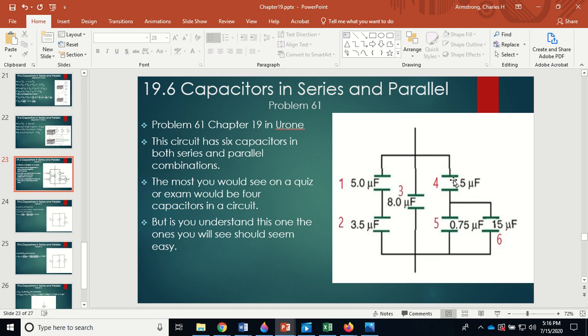Okay. Well, we can't say this one and this one are in series because we got this one out here too. So what we want to do is combine these two first and these two. By the way, I'm calling this 1, 2, 3, 4, 5, 6. This is capacitor 1 all the way through capacitor 6.